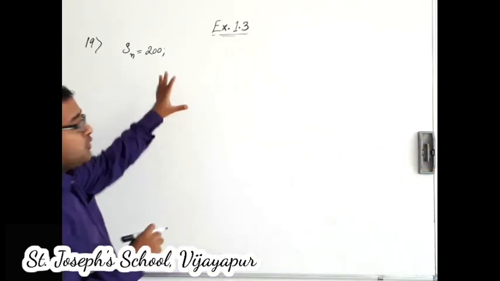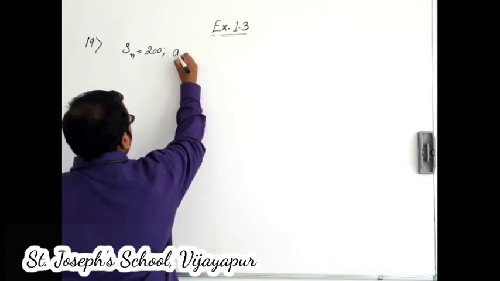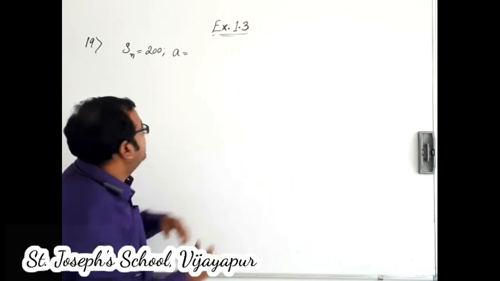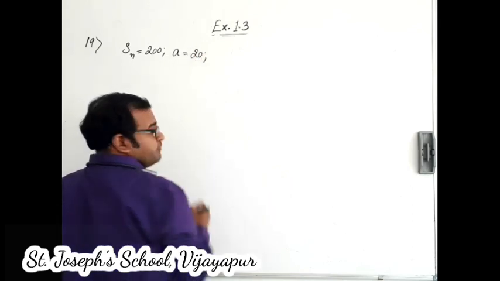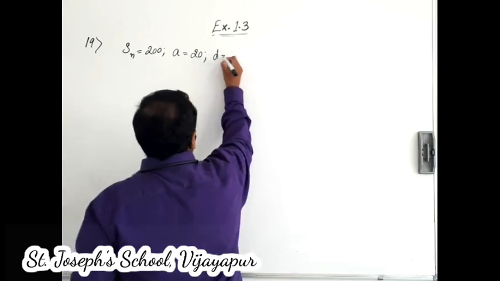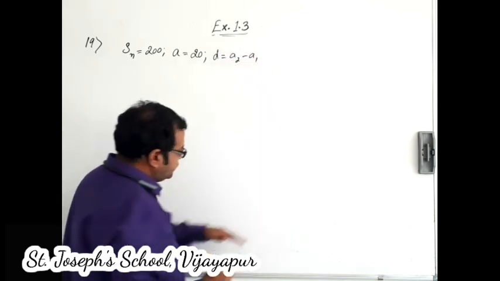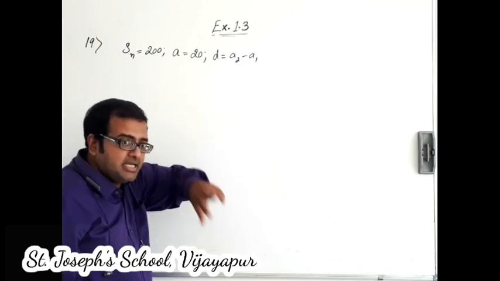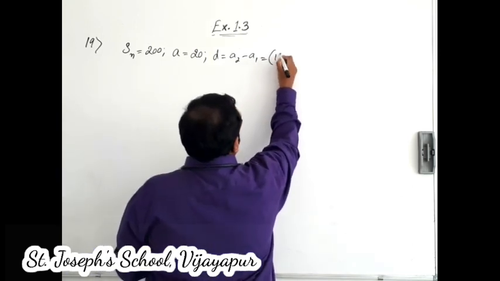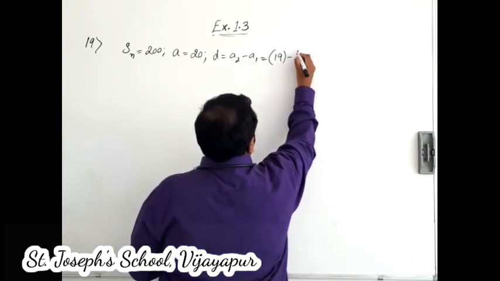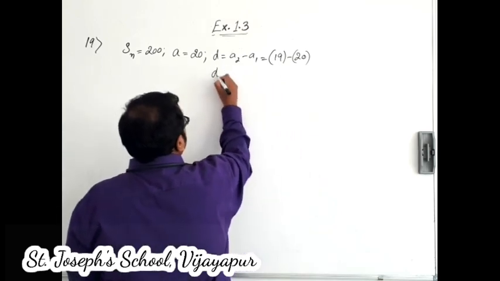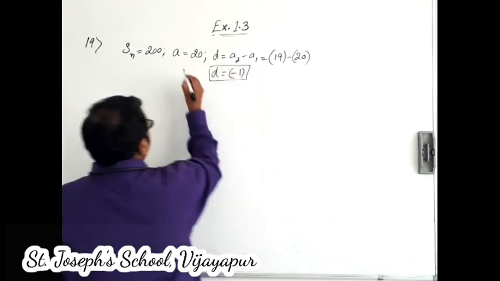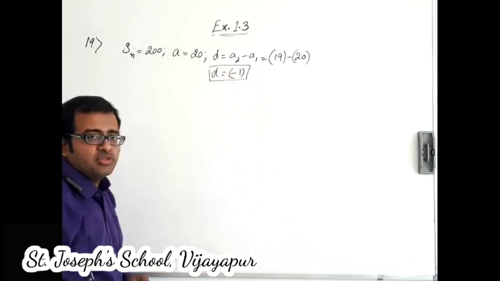So let us note down what are the things we know. First term A is the bottom row, or the bottom stack, which contains 20 logs. And the difference is A2 minus A1. As I told you, the last one is 20, that is A1. Above that will be 19, which will be A2. So A2 minus A1 will be 19 minus 20, which gives d equal to minus 1. So this will be our d value. We have d, A and Sn. Let us go for the formula now.